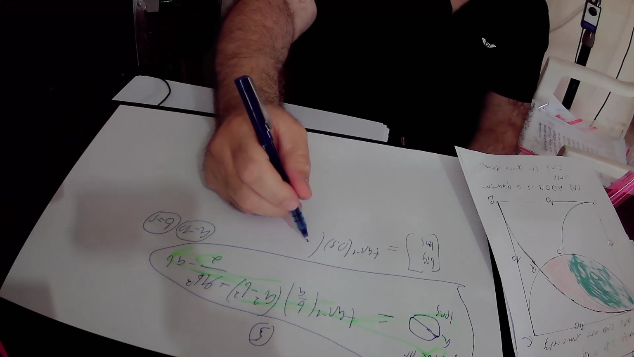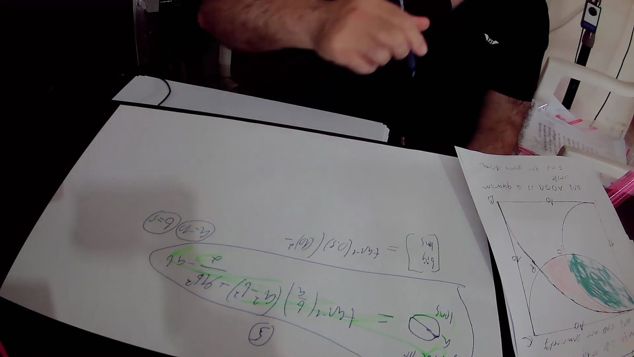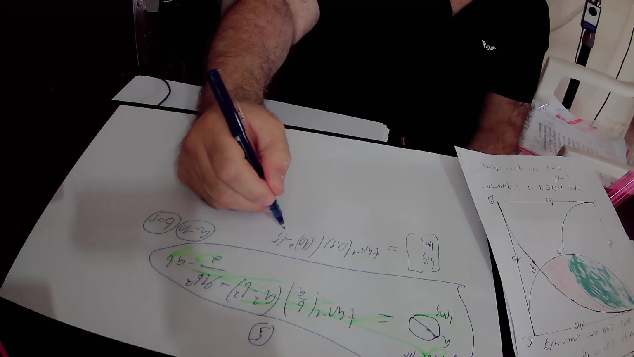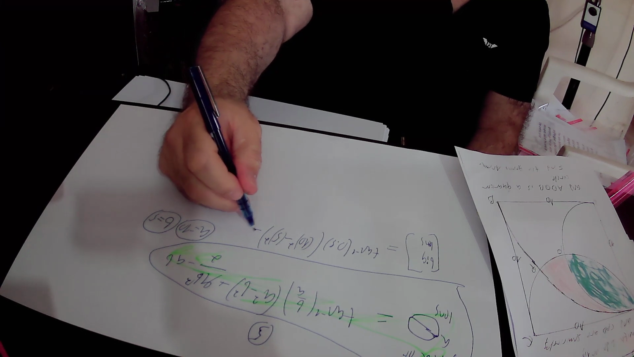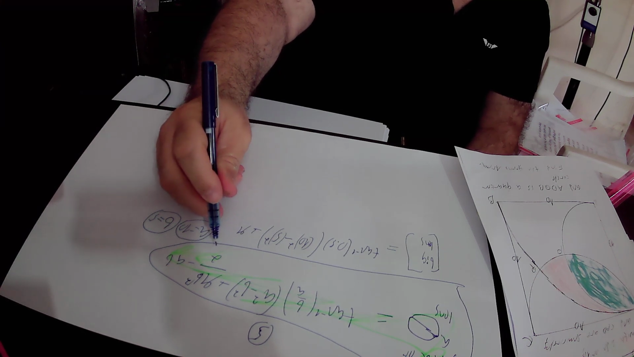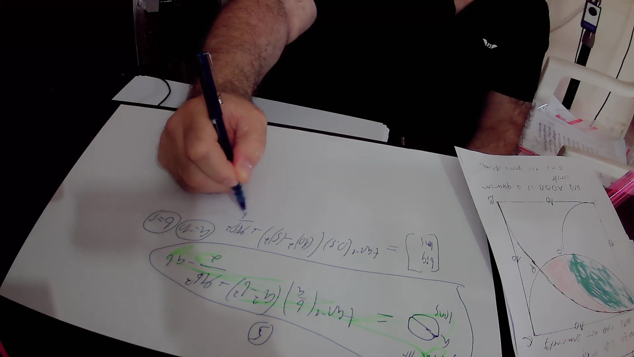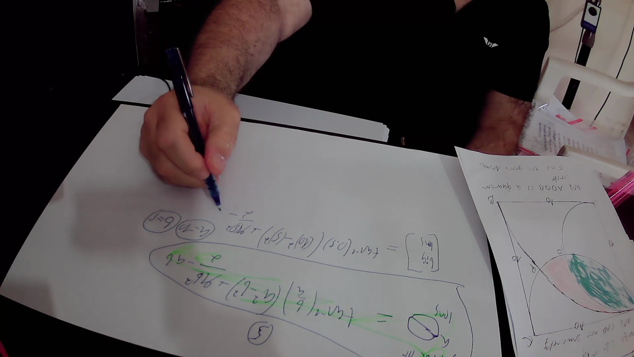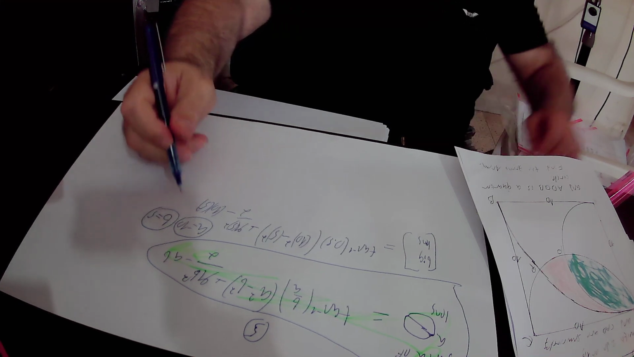A is 10, so A square is 10 square, minus B square. B is 5, so B square is 5 square. Plus pi B square over 2, where B is 5, so B square is 5 square, minus A times B. A is 10 and B is 5. So it is minus 10 times 5.